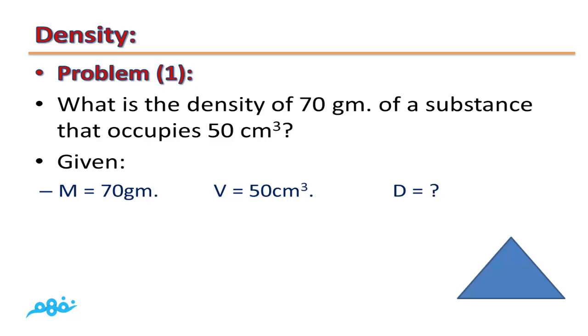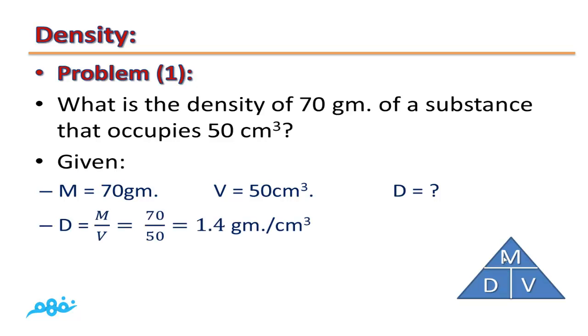The second step is to write down the rule. We are talking about density, so we will put our hand over density, so it is equal to mass over volume. By substituting for each unknown, 70 over 50, this will be equal to 1.4 gram per cubic centimeter.